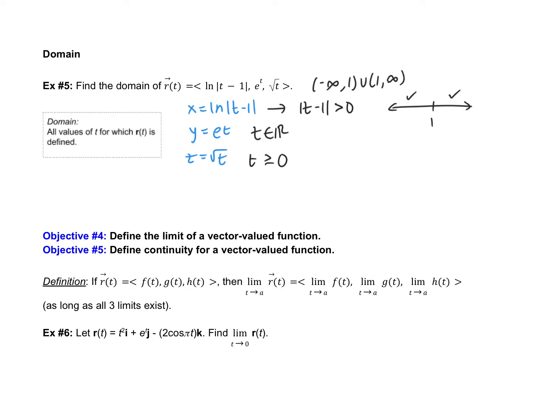So our overall domain then for r is going to be where all of these are true. So our domain then is going to be 0 to 1, and then 1 to infinity.